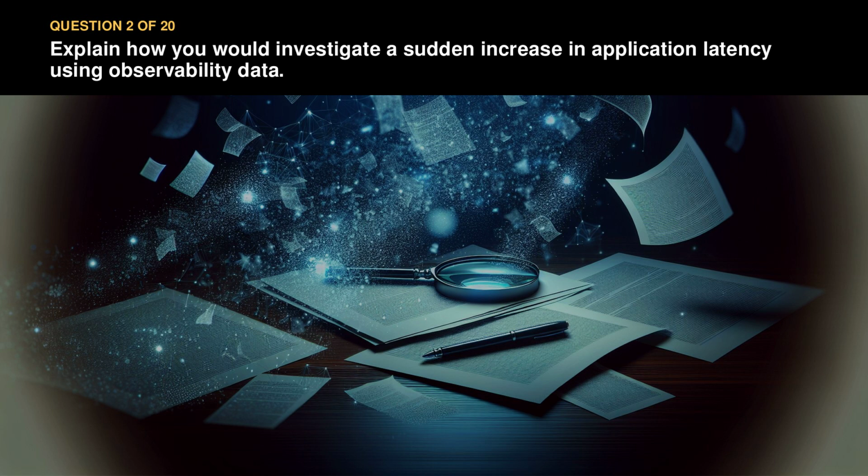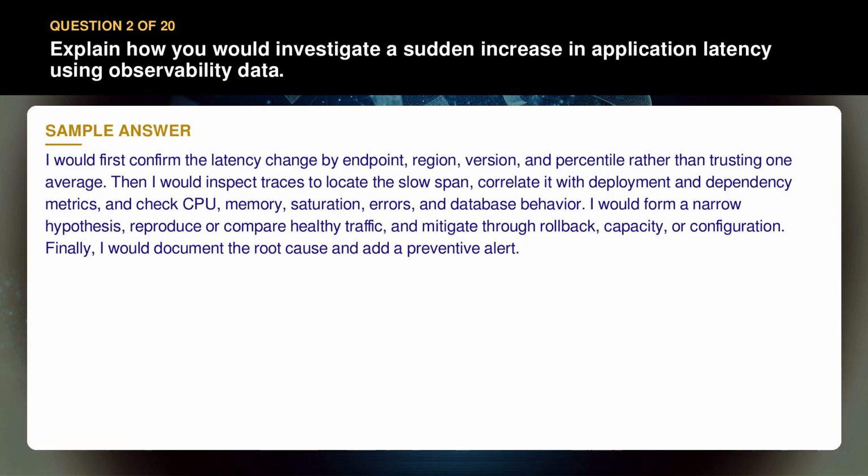Question 2. Explain how you would investigate a sudden increase in application latency using observability data. I would first confirm the latency change by endpoint, region, version, and percentile rather than trusting one average. Then I would inspect traces to locate the slow span, correlate it with deployment and dependency metrics, and check CPU, memory, saturation, errors, and database behavior.